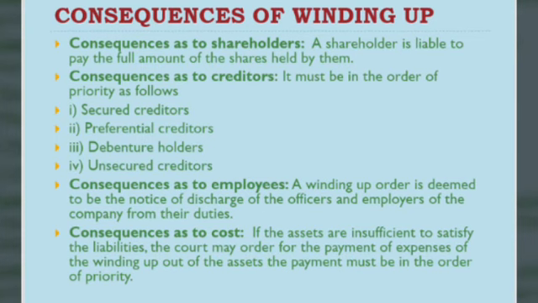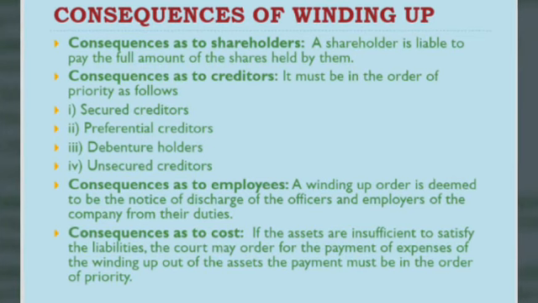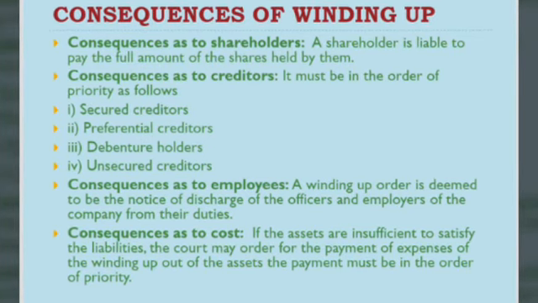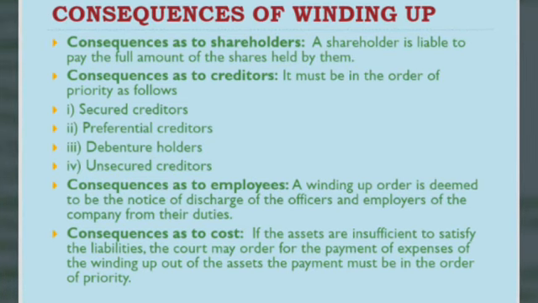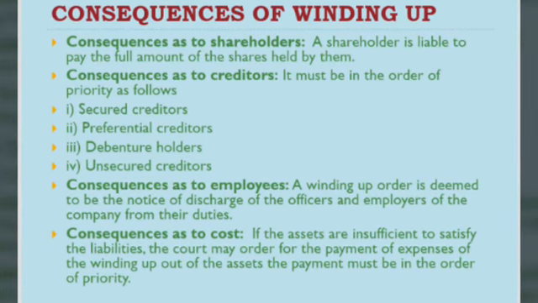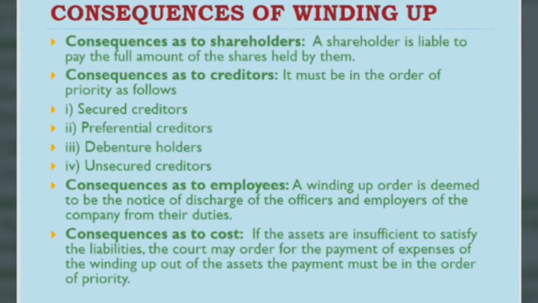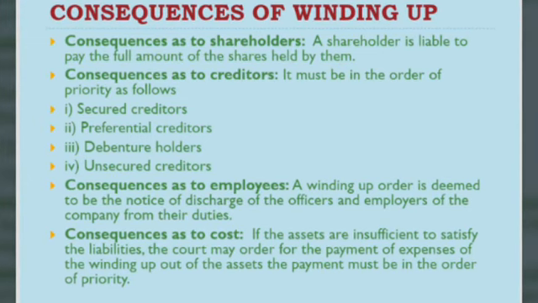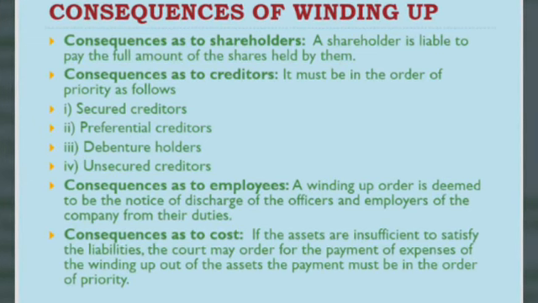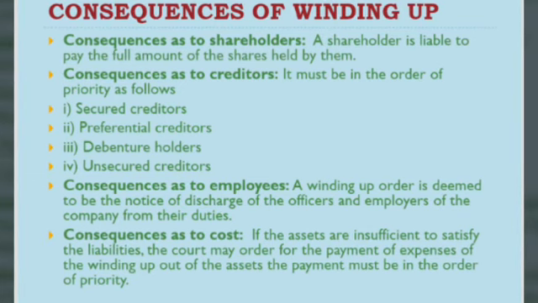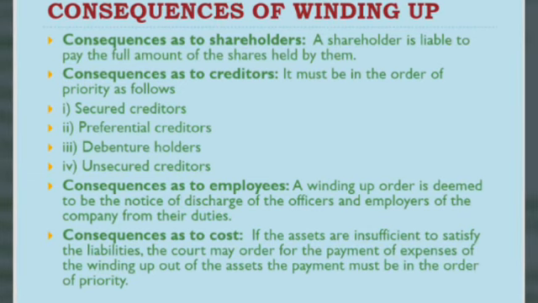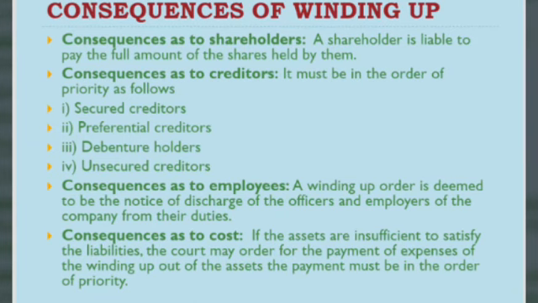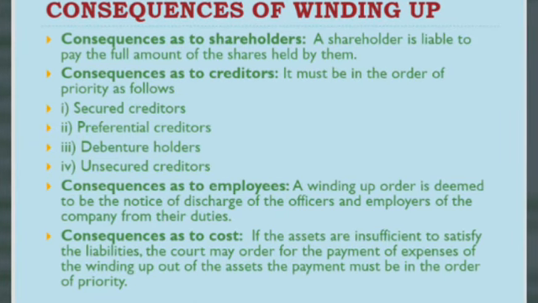Next, consequences as to creditors. Creditors want the settlement from the company, so it is in the order of priority. First, secured creditors will be settled. Next, preferential creditors, that is rent, salary, wages, like that. Next, debenture holders, that is a secured creditor. Then unsecured creditors. These are the order of preference of payment in case of creditors.